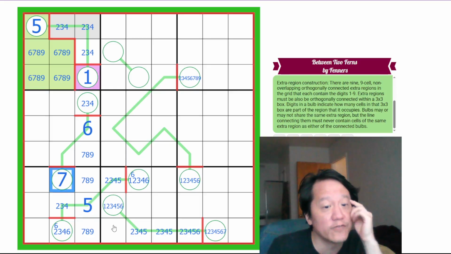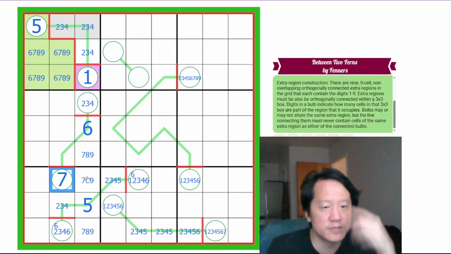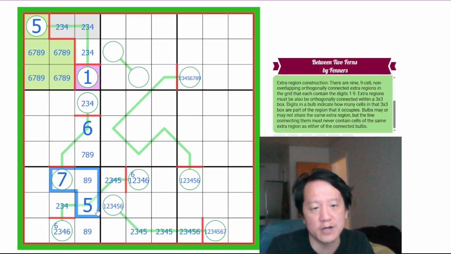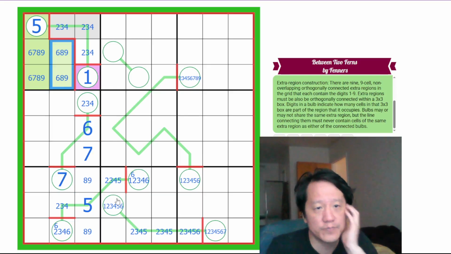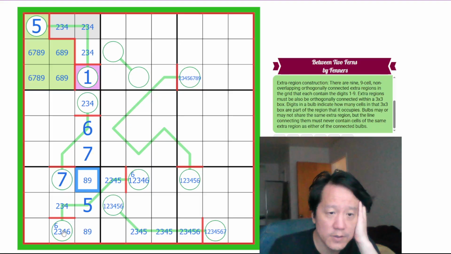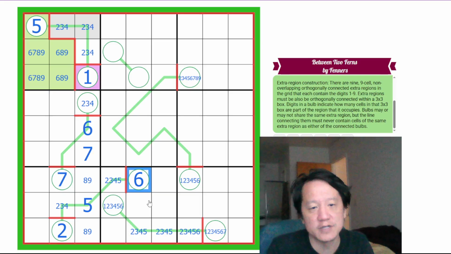So this is 7. Therefore, this must be part of a separate... 7 eliminates 7 in the rest of the box. This is 8, 9 pair, which eliminates 8, 9 in the rest of the column. So that's 7 there. 7 eliminates 7 here. These two have to be then... So 7 must be part of this region, and then we have 2. So this must be 2 here, which makes that 6 there.